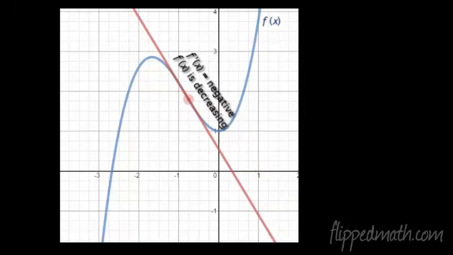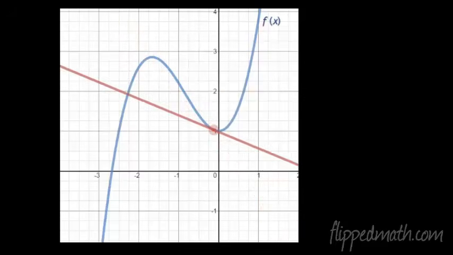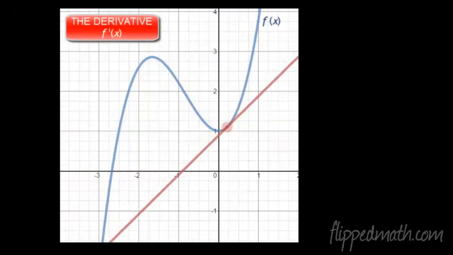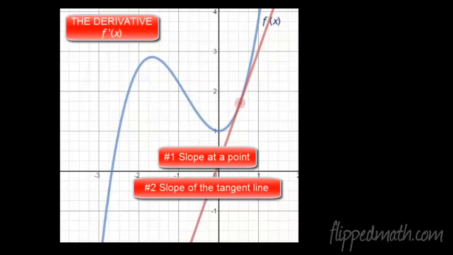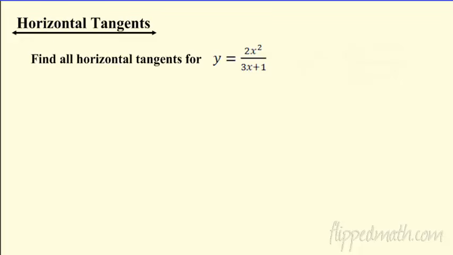So what does that mean if you have a negative derivative? Well, it means you are a decreasing function. So in this little area I'm decreasing again until I hit this point up here. Boom, there it is, another horizontal tangent, and in this case it's actually a minimum point. So the derivative is the slope at a point, it's the slope of the tangent line, and it's the instantaneous rate of change.